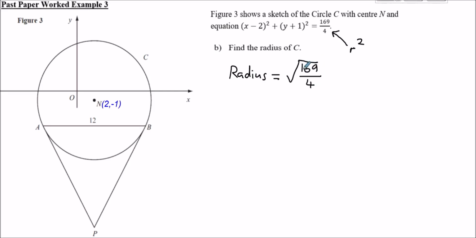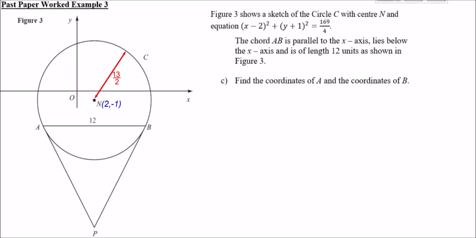Now, fortunately, these numbers are square numbers, each of them. So the square root of 169 is 13, and the square root of 4 is 2. So the radius of the circle is 13 over 2, which if you wanted to, you could put 6.5. It really doesn't make any odds which one you'd prefer to put down. So A and B, not too much trouble yet.